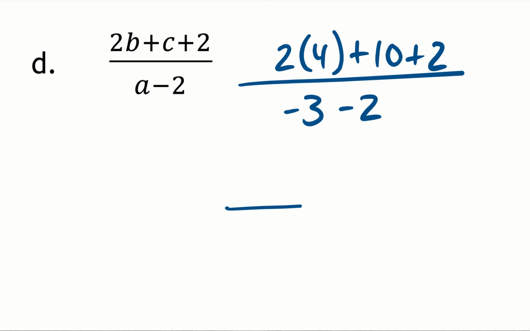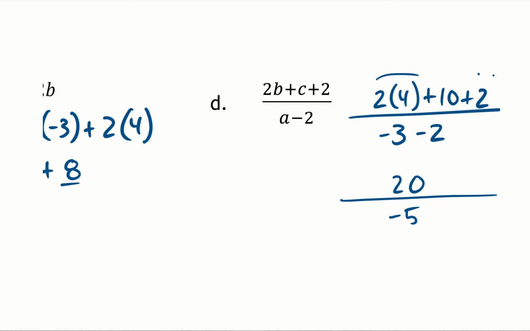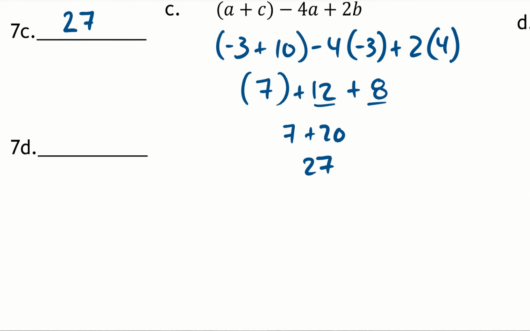So let's rewrite the numerator. It's 8. Right? 2 times 4 is 8, 9, 10. And 10 plus 10 is 20. That's fabulous. That's a 20 in my numerator. And my denominator is -5. Well, 20 divided by -5 is just plain old -4. So there we go.